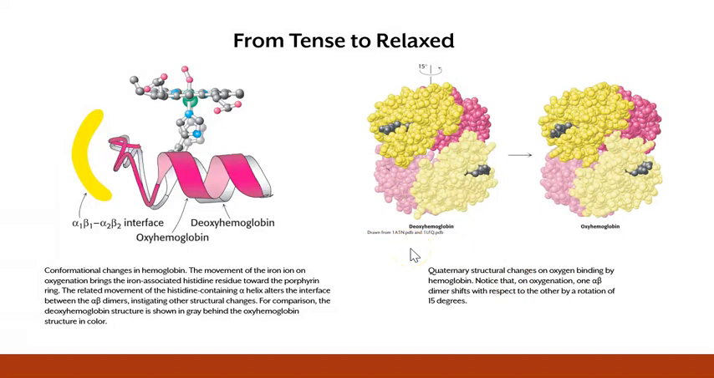The A1B1 and A2B2 dimers rotate approximately 15 degrees with respect to one another. The rearrangement of the dimer interface provides a pathway for communication between subunits. The presence of oxygen on one of the subunits is immediately communicated to the others so that the subunits change from T to R in concert.